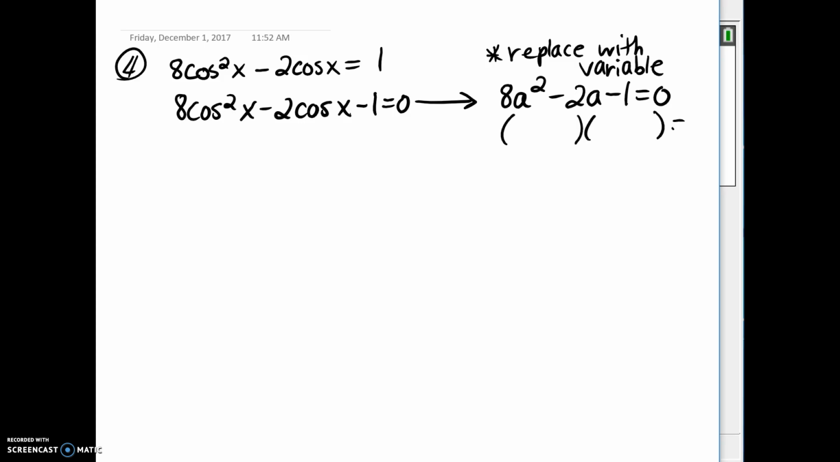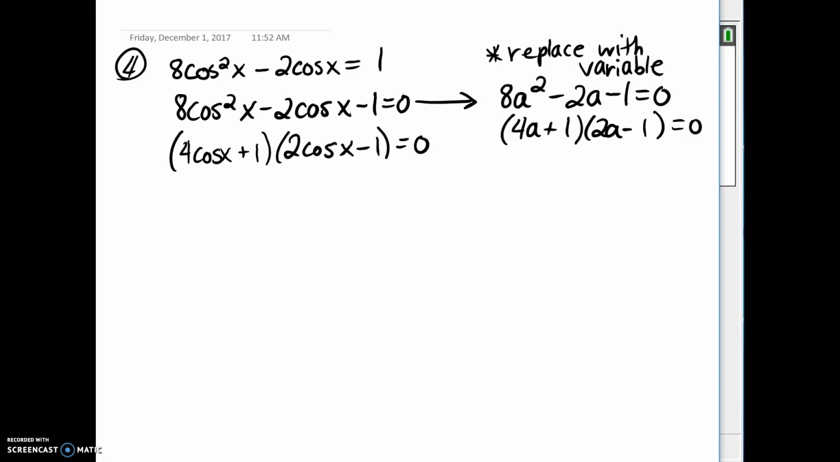If you want to do your grouping, if that's the way you do it, or trial and error, this would factor into 4a and 2a, 1 and 1. And then we would want it to be plus 1 minus 1 here. And you can go back and put that in, whoops, not 8, 4, using the cosine. So 4 cosine x plus 1, 2 cosine x minus 1 equals 0. So you'll get two values you're going to be working with. Cosine x is negative 1/4, and cosine x is equal to 1/2.